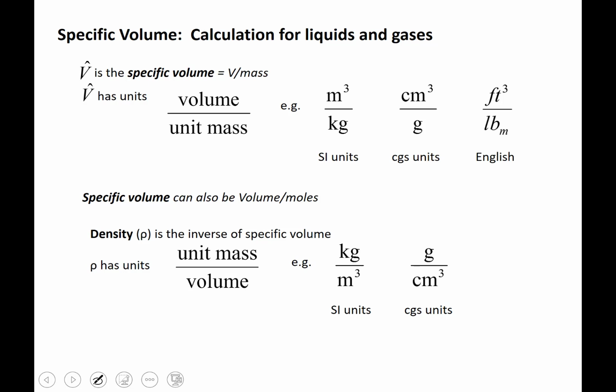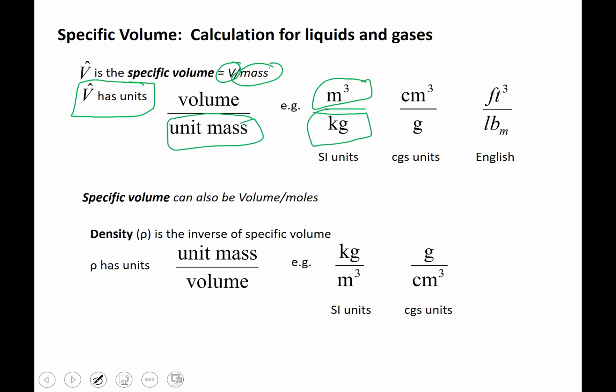So let's look at some very basic calculations. The specific volume is the volume divided by either mass or moles. Specific volume has a hat over it in our book, V hat. So it has units of volume, such as meters cubed, divided by unit mass, which could be kilograms. The SI units are meters cubed per kilogram. CGS units are centimeters cubed per gram, and English units are foot cubed per pound mass. Specific volume can also be written in terms of moles, meters cubed per mole, or meters cubed per kilogram mole.